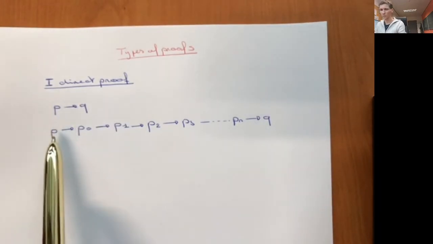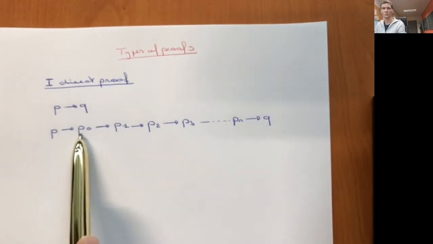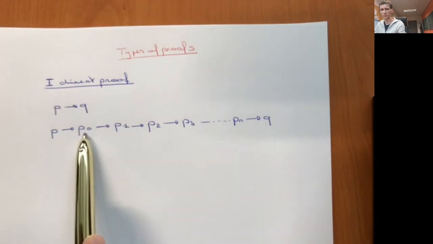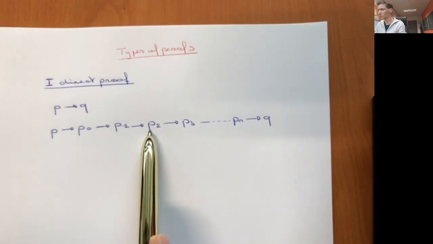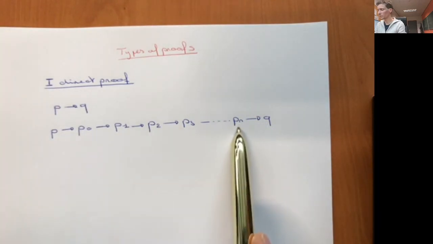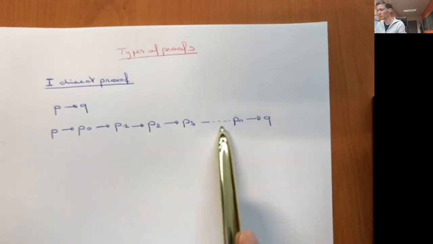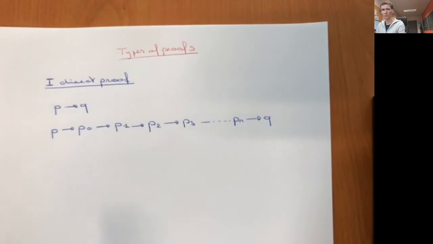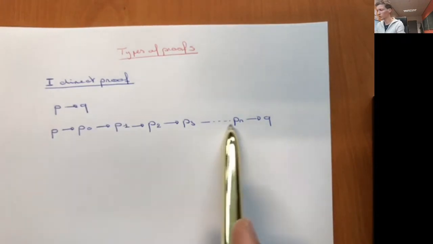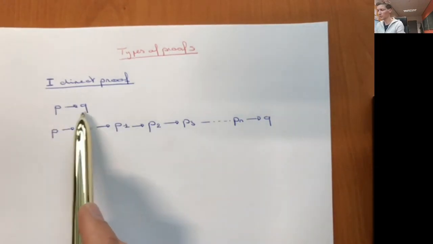So what do you know? You know that if P is true, then P0 has to be true, right? Because this implication is true. And then if P0 is true, then P1 has to be true. And then if P1 is true, then P2 has to be true, and so on, until in the end, you know that if P is true, then Pn is true, and if Pn is true, then Q is true. So what you have shown, having these long chains of deductions, is that P implies Q.